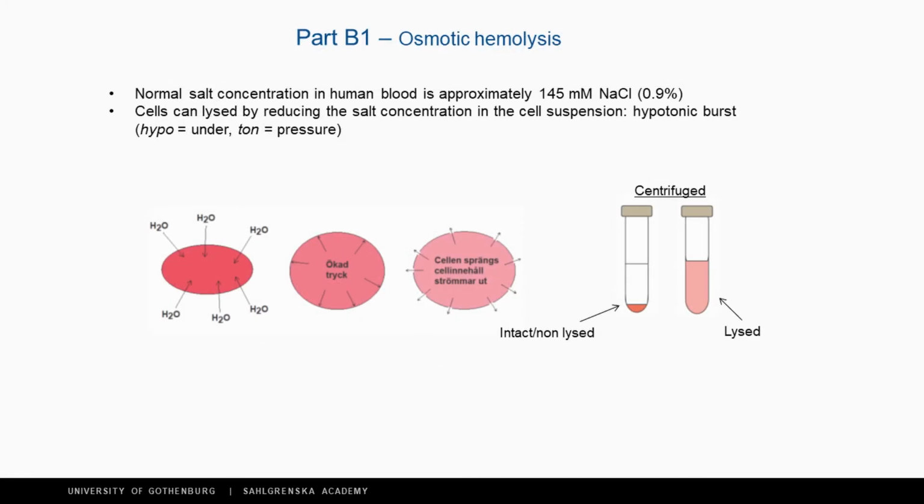Osmotic hemolysis ruptures cells in low salt concentrations. The physiological salt concentration is 145 millimolar sodium chloride, and cells can be lysed by keeping them in a hypotonic environment. When the salt concentration around cells decreases, salt inside the cell is higher than outside the cell, and the cell attempts to compensate by filling up with water. If the salt concentration outside the cell is too low, the cell absorbs so much water that the built-up pressure is enough to burst the cell. This is called hypotonic bursting.